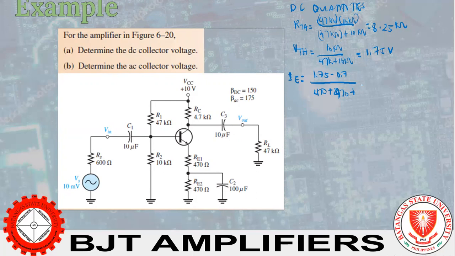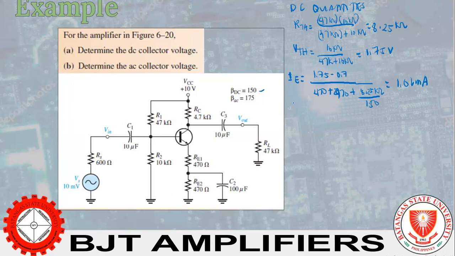Ito 8.25 kilo ohm na RTH over ang ating beta. Ano yung beta natin? Ayun, beta DC ang gagamitin natin which is 150. So, makakakuha tayo ng sagot dyan na 1.75 minus 0.7 over 470 plus 470 plus 8.25 kilo ohm over 150 na beta DC. So, answer is 1.06 milliamperes.